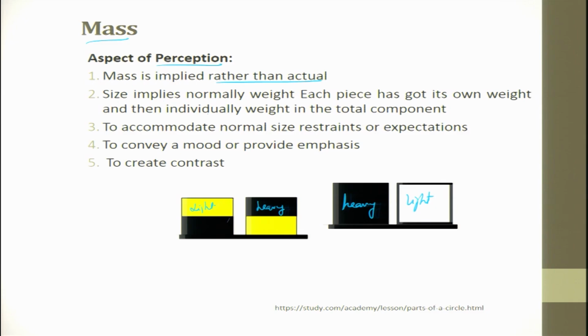So, you can always counter argue, I thought white is light and dark is heavy, that is okay, but when you look at the contrast figures, the background whatever is there, then just by looking at the figure you will understand it is a heavy object or a light object. The size implies normal weight. Each piece has got its own weight, and their individual weights in the total component, to accommodate normal size restraints or expectation, to convey a mood or a positive emphasis, or to create a contrast. So, all these things are mass which is thought of and added to the figure when the design is made.